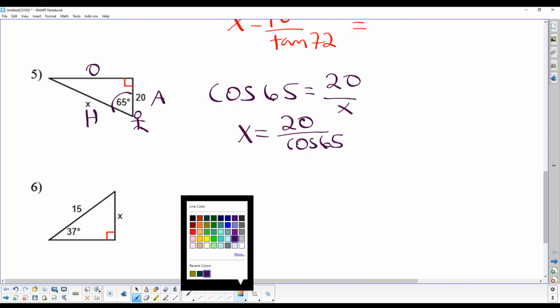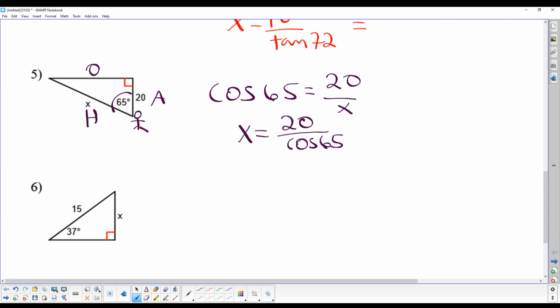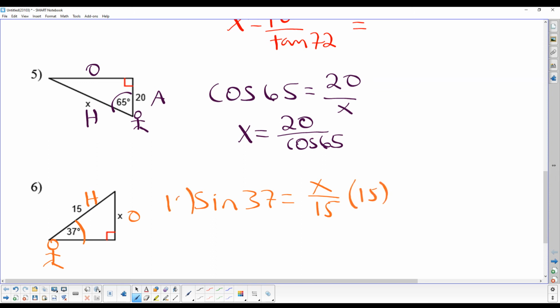The last one. So I'm standing here. Opposite hypotenuse, this is sine of what? Equals opposite over 15. How do I solve it? Remove the denominator. And that's all you have to do.